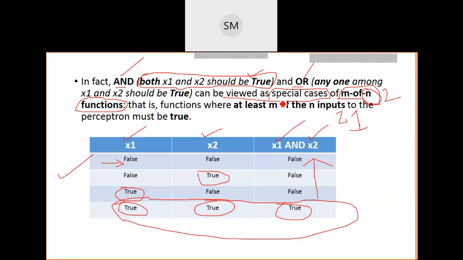Okay, so that is, functions where at least m of these n inputs to the perceptron must be true. At least m number of inputs. In OR, m is 1, and in AND, this m value is 2. Okay, so this is the thing here.